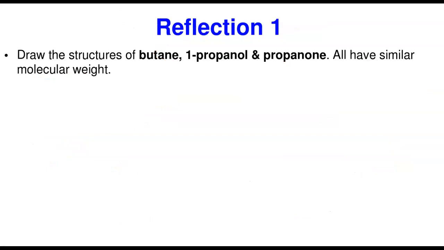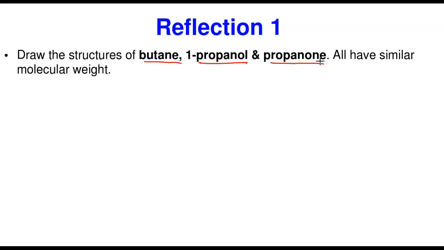Now we take our first reflection problem. In the first reflection problem, what are we talking about? It says we draw the structures of butane, 1-propanol, and propanone. Again, it says all of them have similar molecular weight. Now let's draw them. This question is going to lead us to the second reflection question, the continuation, to see what is going on. But first, let's draw them.